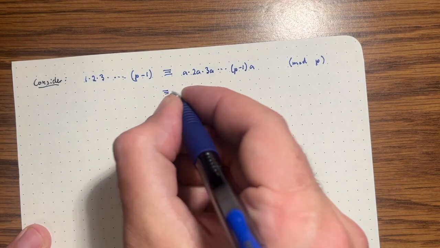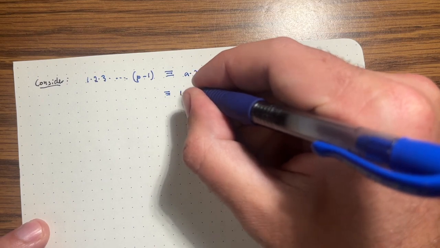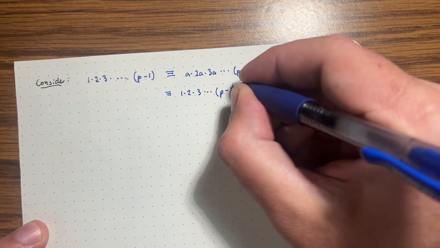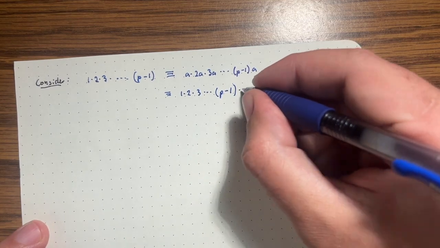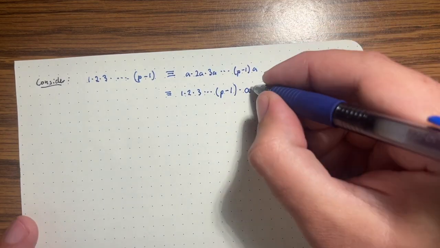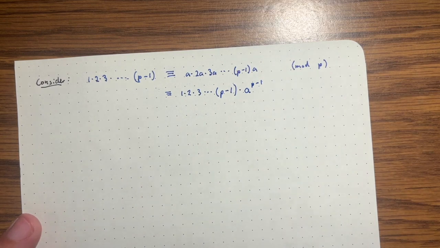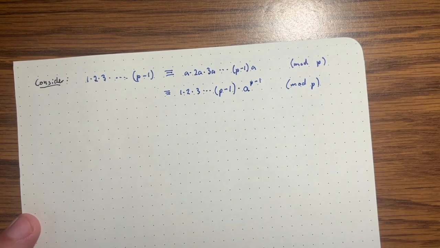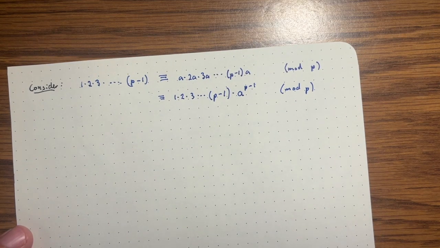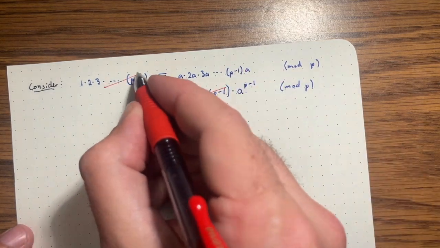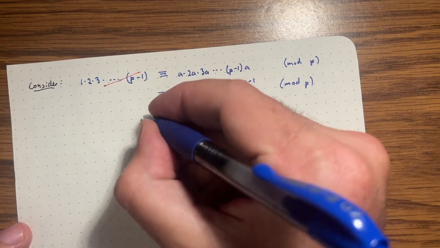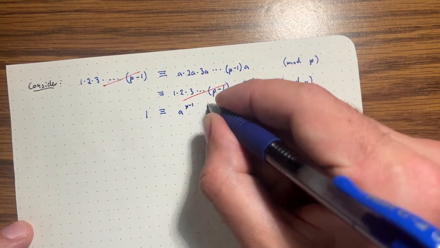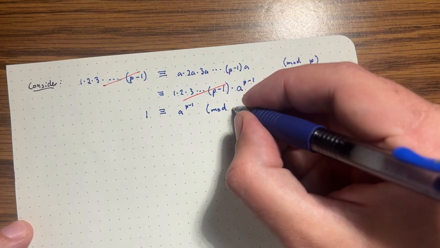Let's rewrite this side over here as 1 times 2 times 3, taking out all of these numbers, and I have a bunch of a's. How many a's do I have? Well, p minus 1 of them, so a to the p minus 1 power. Here's what I want to do. I want to cancel that and that. If I cancel that, I get 1 is congruent to a to the p minus 1 mod p. So we've proven Fermat's theorem.